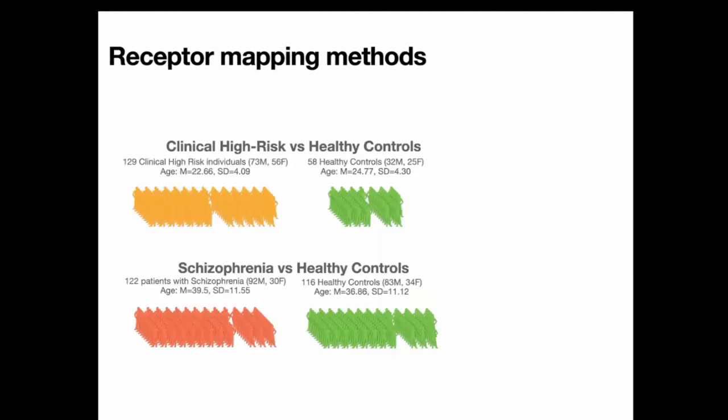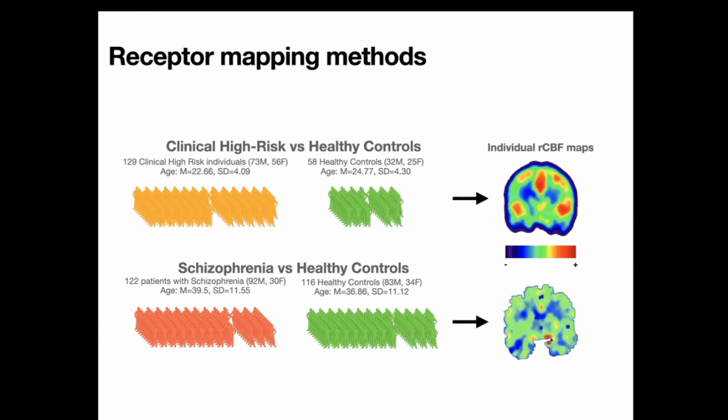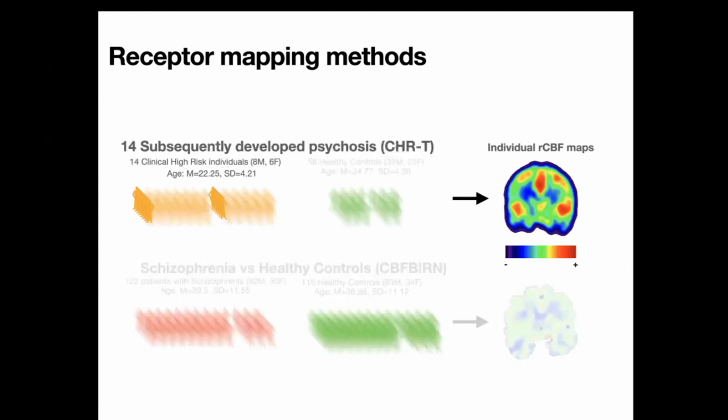So to look at this, this is one of the contingency projects that we came up with during COVID. And we were given access to this large data set of 129 individuals at clinical high risk for psychosis. Just as a reminder, quite a number of these people will go on to develop a psychotic disorder. And we also have individuals diagnosed with schizophrenia, 122 patients with schizophrenia. And what we get from these individuals is these cerebral blood flow maps, these maps of areas that are more or less active. And just to mention, we have 14 people as well that subsequently developed psychosis. So we have these three groups: those that developed psychosis, clinical high risk, and schizophrenia.